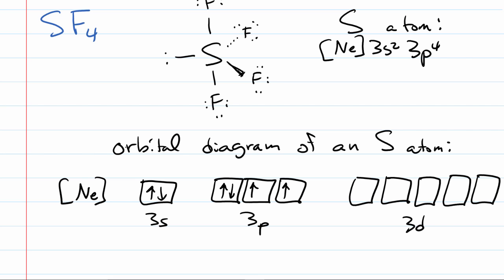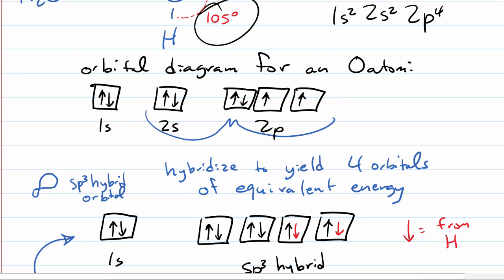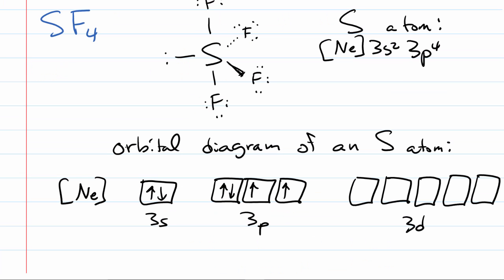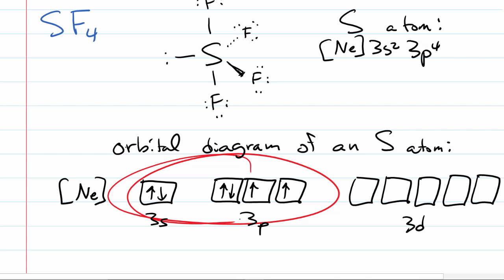Back here when we looked at H2O, we had 4 groups around the central atom, and because we had 4 groups around the central atom, that told us we had to hybridize 4 orbitals. So in this case, because we have 5 groups around the central atom, we have to hybridize a total of 5 orbitals. Well, we only have 4 right here, so if we want to make a total of 5 hybrid orbitals, we need to borrow how many d's? We're just going to borrow 1 of the d orbitals.